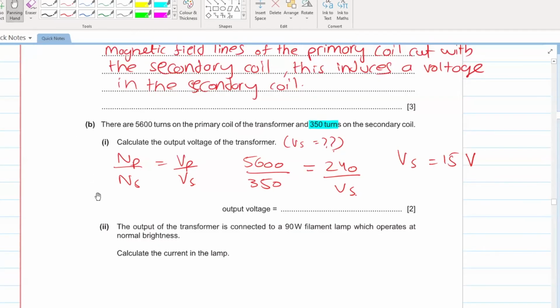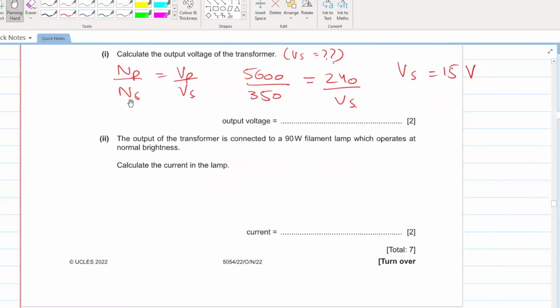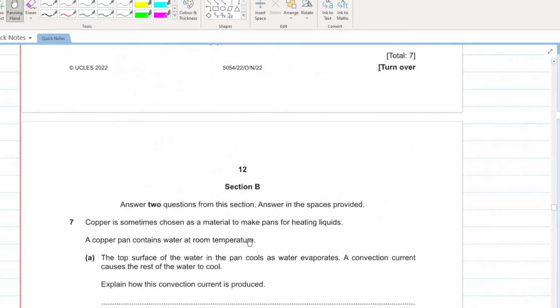Let's move ahead. The output of the transformer is connected to a 90-volt filament lamp which operates at normal brightness. Calculate the current in the lamp. We will do P is equal to IV. Power is 90, voltage is 15. What will your current come out to be? Current comes out to be 6 ampere. Simple as that. Let's further move ahead.